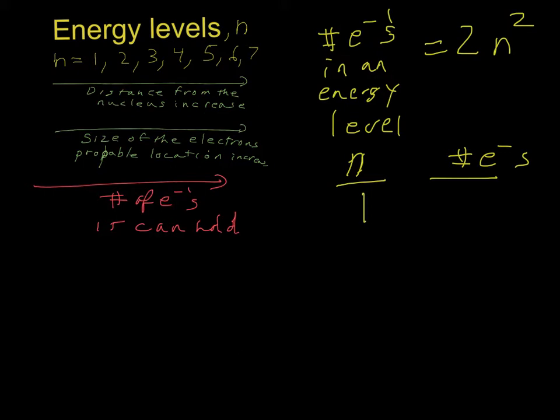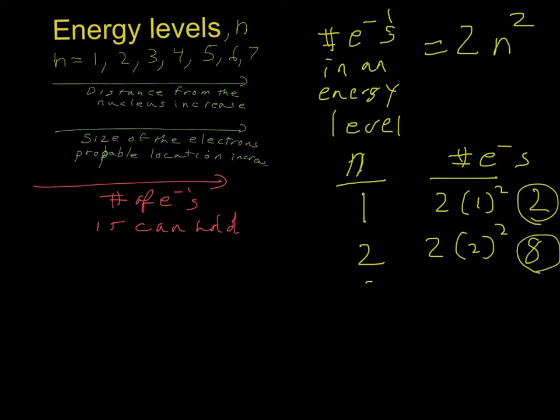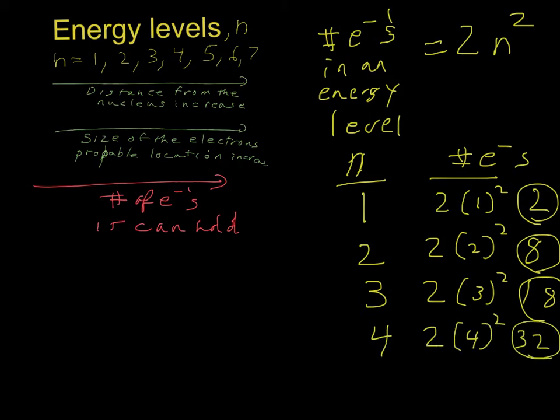If I'm in my first energy level, I can have 2 times 1 squared, or 2 electrons in my energy level. If I'm in my second energy level, then I have 2 times 2 squared, or 8 electrons. If I'm in my third energy level, I can have 2 times 3 squared, 2 times 9, or 18 electrons. If I'm in my fourth energy level, I can have 2 times 4 squared, 2 times 16, or 32 electrons, so forth and so on.